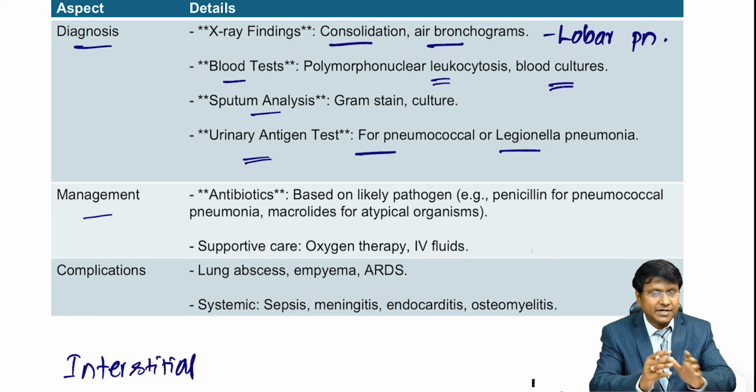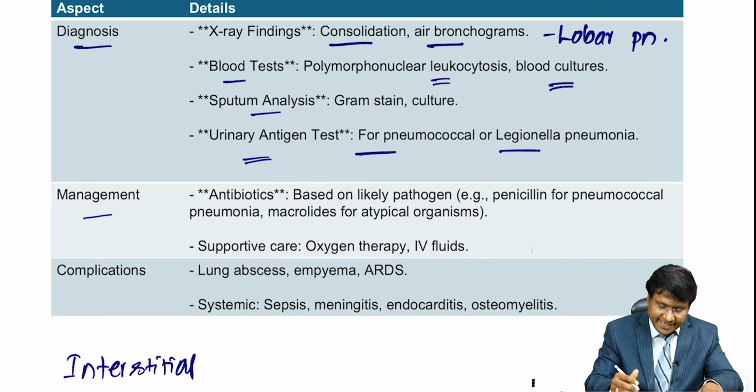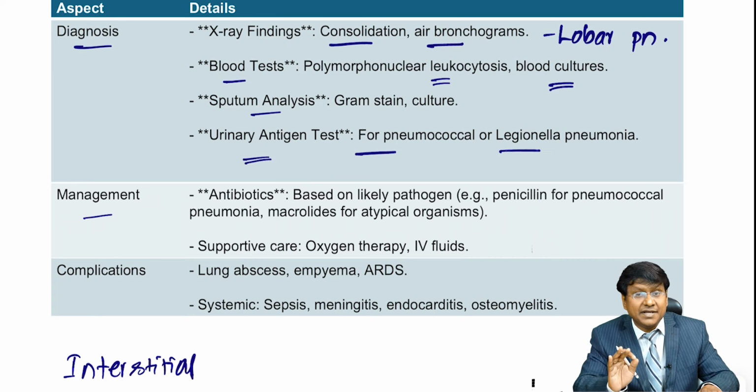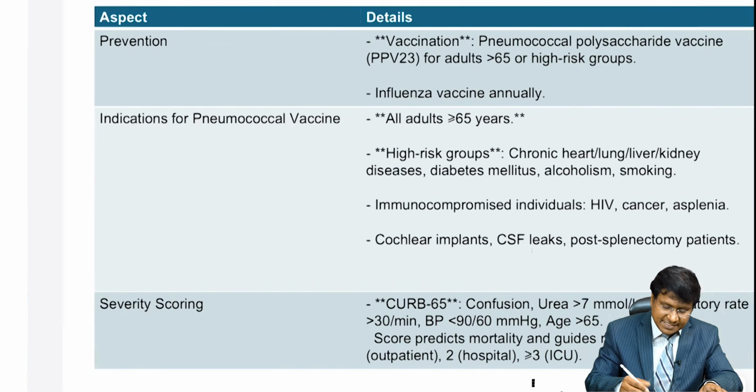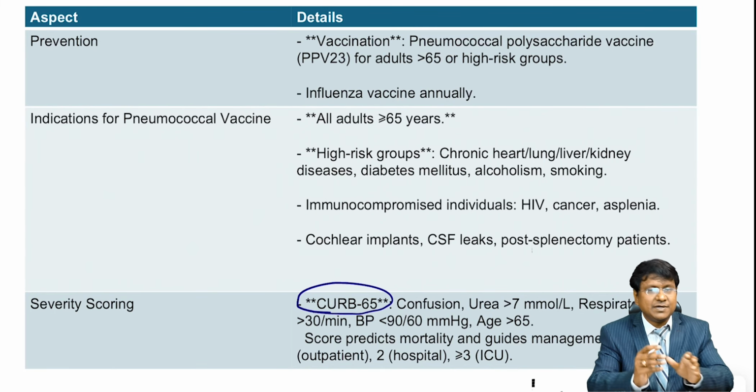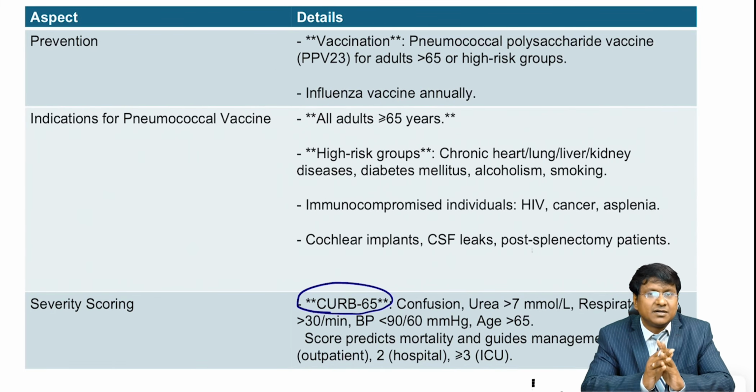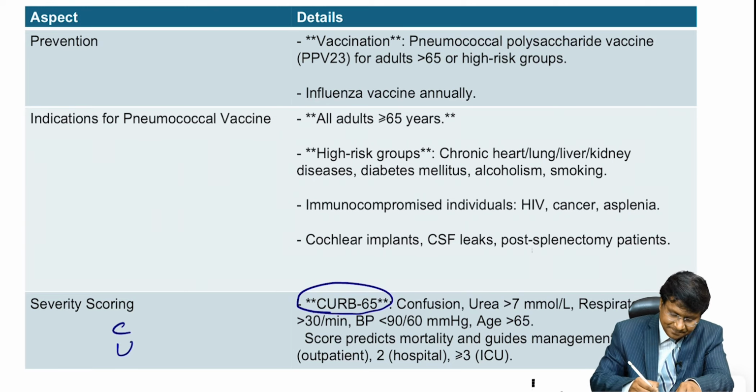Next, coming to the treatment. So treatment completely depends upon the severity of the pneumonia. So how will you assess the severity of the pneumonia? You will be able to assess the severity of the pneumonia by the CURB-65, right? Now what does this CURB-65 stand for?